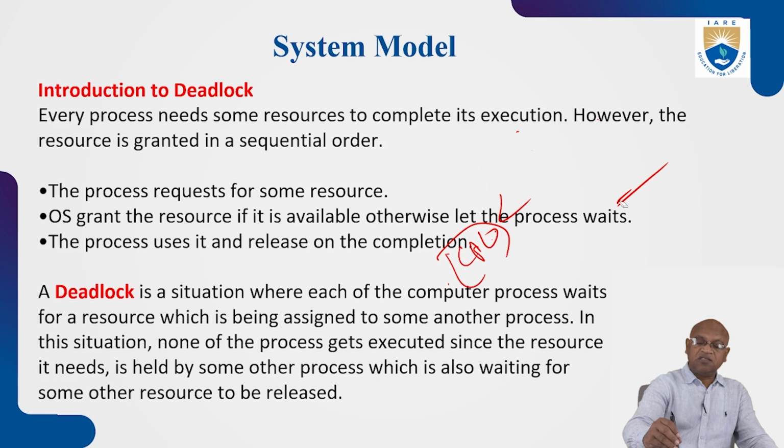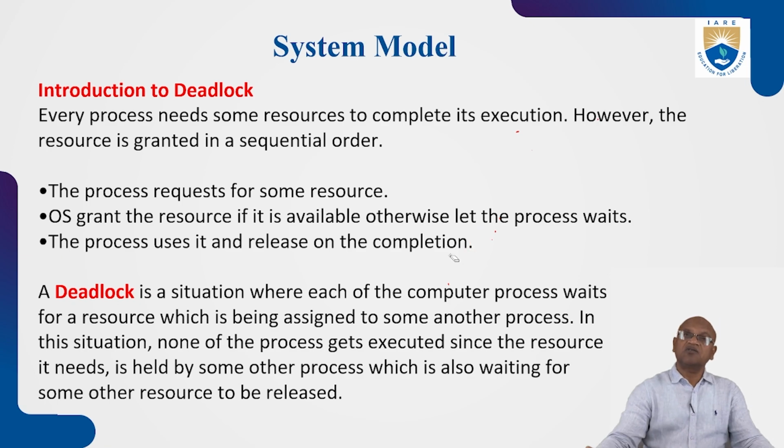On that condition, the process will be requesting the OS to release that resource for it. The OS cannot allocate because it is already allotted to some other process. So it keeps on waiting forever. That condition is called the deadlock condition. In the deadlock condition, the system will hang.